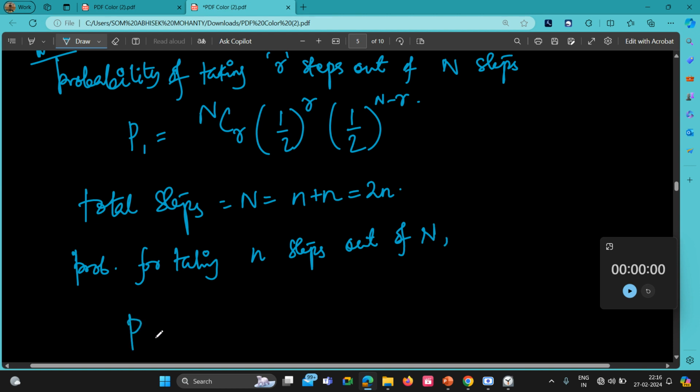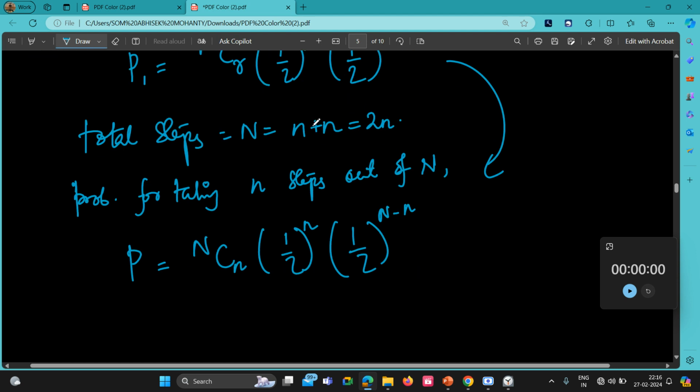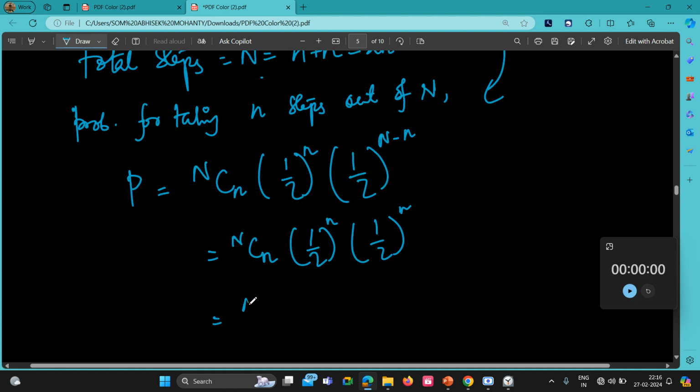That will be P is equal to nCr to the power n. I'm just writing the actual general formula, using n in place of r, and half, n minus n. And n minus n is also n, isn't it? So nCn, half to the power n and half to the power n. So I can write it as nCn half to the power 2n, right? Half to the power 2n.